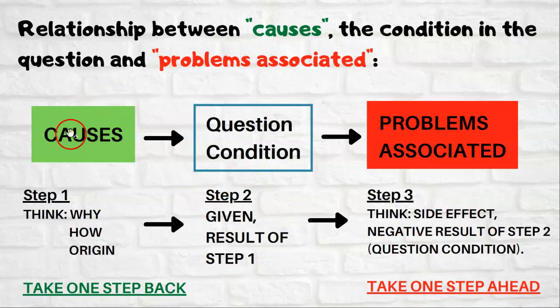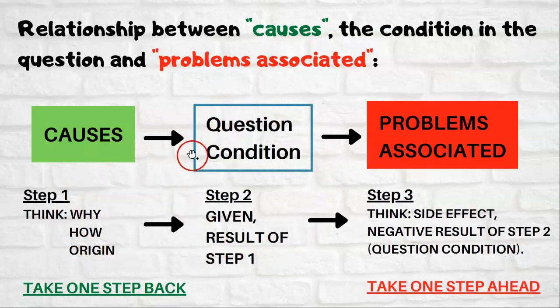Okay, so let us have one quick glance at it all. Causes are step 1. They are the reason why, they are the reason how, and they are the origin of the question condition, which is step 2, which will be given to you, which will be the result of step 1. Problems associated are the third step and happen after the question condition. They are the side effect, or the negative result of the question condition.